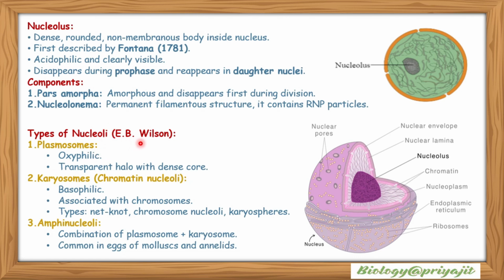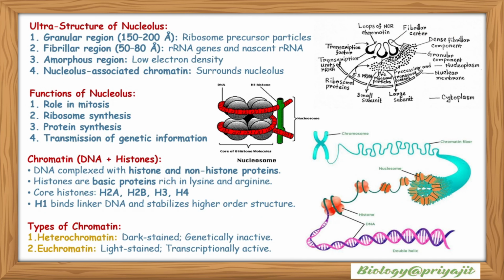Types of nucleoli, by E.B. Wilson. Plasmosomes are oxyphilic, transparent to halo with a dense core. Karyosomes are chromatin nucleoli, basophilic, and associated with chromosomes. Types include net knots, chromosome nucleoli, or karyosphere. This is the image showing the nucleoli structure. Amphinucleoli are a combination of plasmosome and karyosome. They are common in eggs of mollusks, annelids, etc.